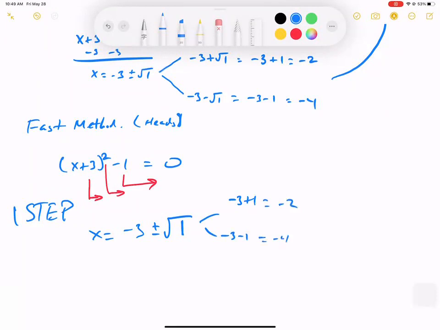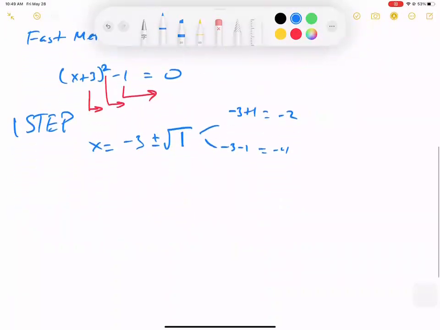Done. Okay, I'm going to give you one more example of this. Actually, I'm going to give you 2 examples of us solving it this quick way. We've learned how to complete the square before. Now we're going to learn how to solve this in one step. So let's go ahead and look at 2 different examples of this solving the quick way.